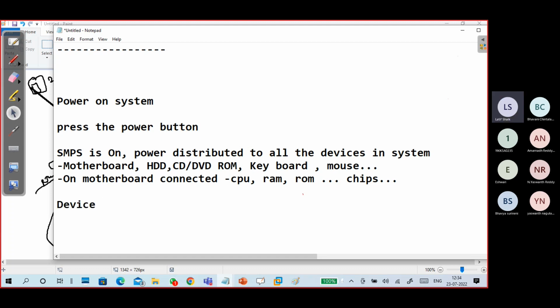Devices, I will tell less complexity, so less complexity. So I tell BIOS or a system test itself. That is very easy. System tests itself. Every device working or not.